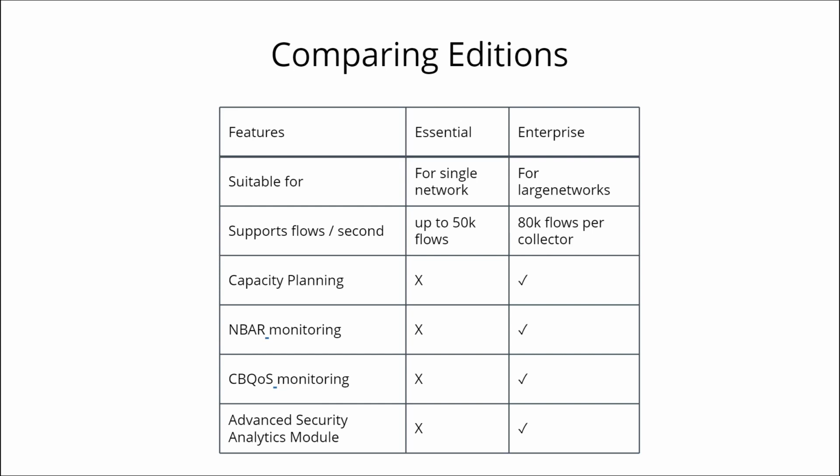One of the key features that comes with the enterprise that's not there on the essential is capacity planning that we saw today, NBAR monitoring, the SNMP based CBQoS monitoring, class-based QoS, and you also get the advanced security analytics module that will automatically identify and let you know if there's going to be an attack. So all of these come as part of the enterprise, but the other ones like the WLC or the IPSLA are going to be add-ons.